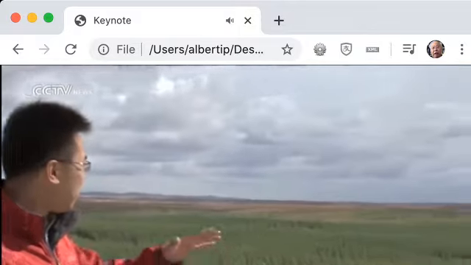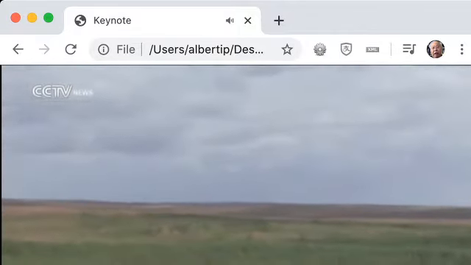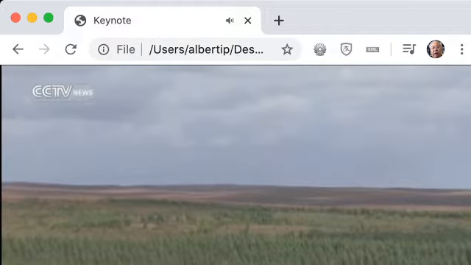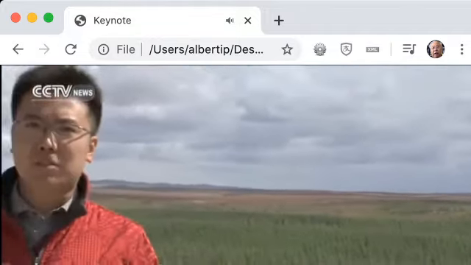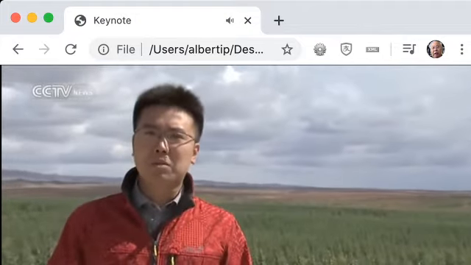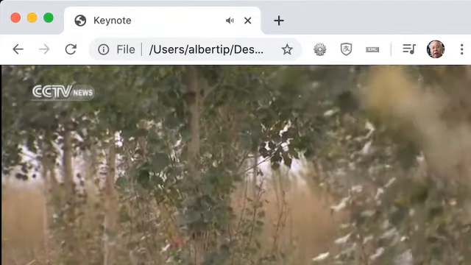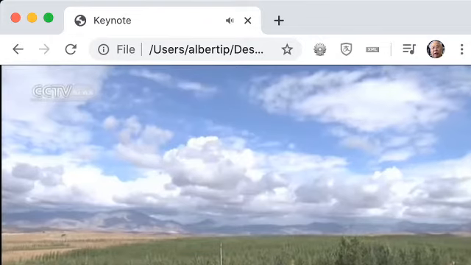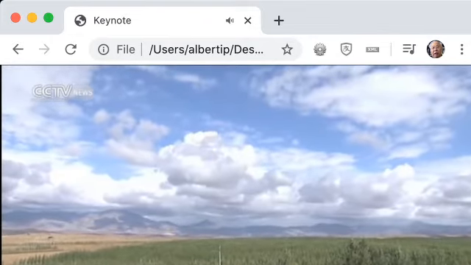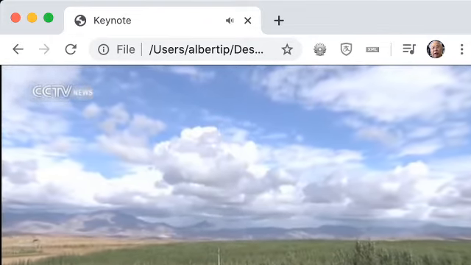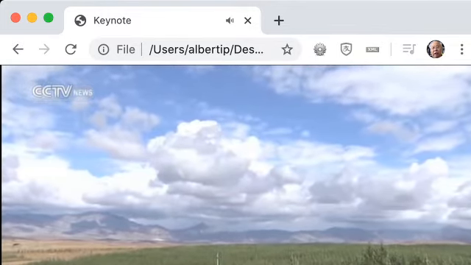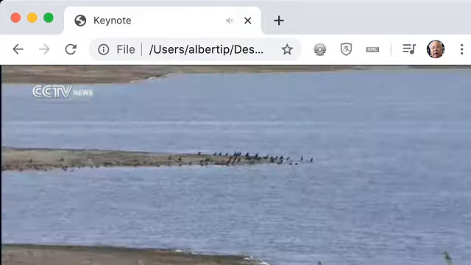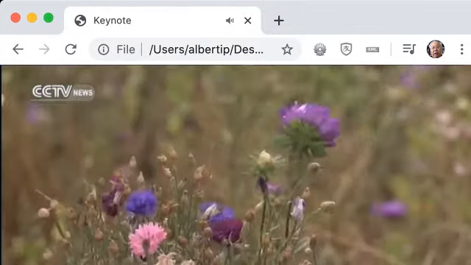Just 6 years ago, this place was all Gobi Desert, just like the terrains beyond this forest. The ecological recovery of Xinjiang needs a combination of technology and investment, and most importantly, the determination of people who realize the irreversible consequence of desertification on this unique landscape. Han Peng, CCTV, Xinjiang. 6 years ago, there was only desert here.